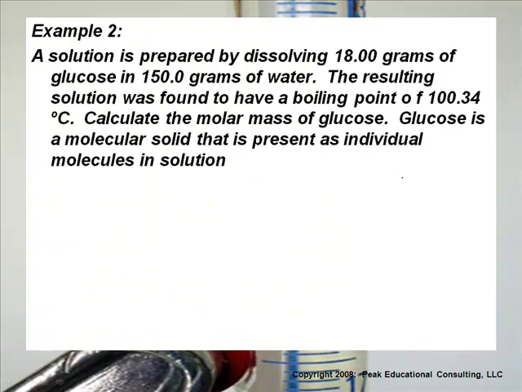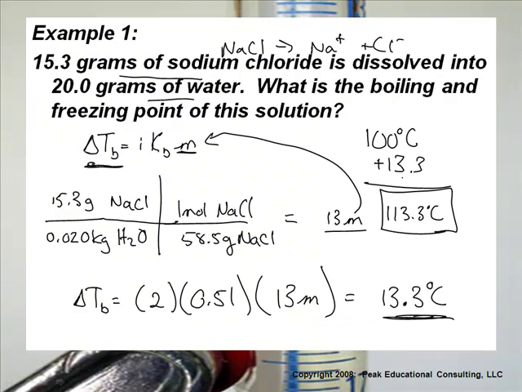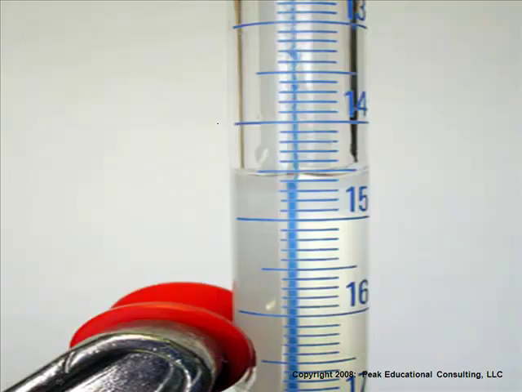Now let's do our next example. It did ask for freezing. Do we want to do freezing too? If we want to do freezing point, okay, yeah. So let's do freezing point. You're going to use the equation. To do this for freezing point, you'll do delta TF, the freezing point change, equals I KF times the molality.